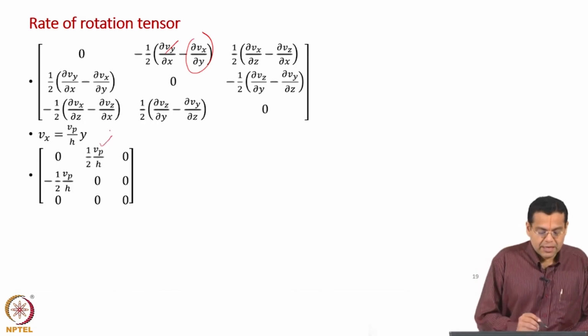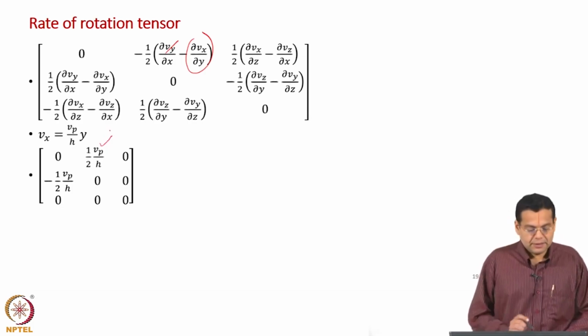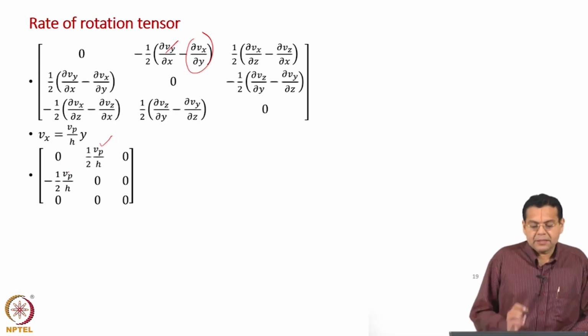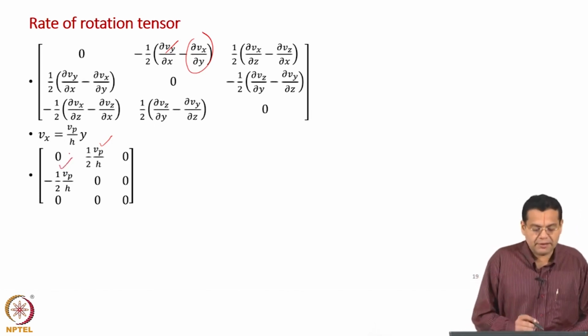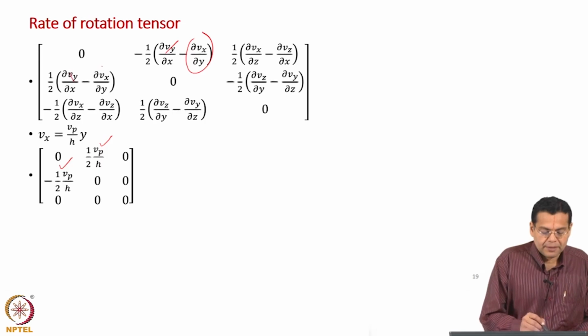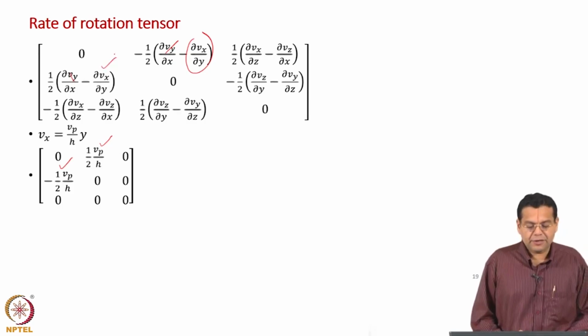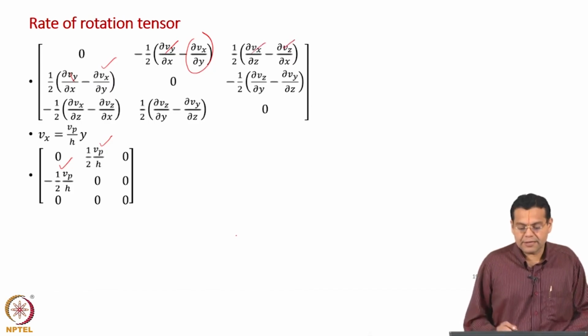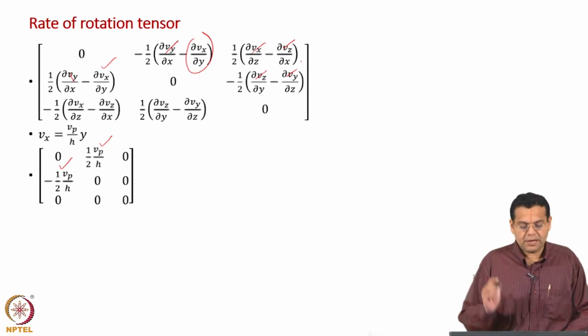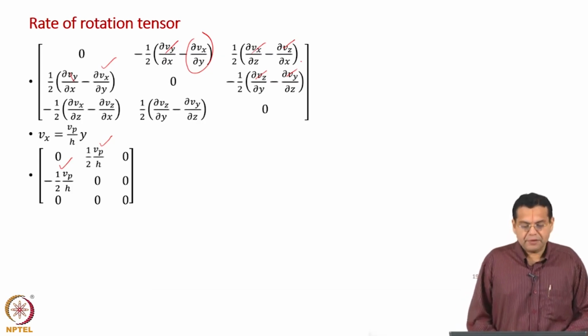So, what we have is half V p by H, and we know the rate of rotation tensor is antisymmetric. So, this term is minus half V p by H. We can also evaluate that because this is 0 and then minus of half into dou V x by dou y will give you minus half V p by H. All other entries are 0: V z is 0, V x is not a function of z, V y is 0. So, all other components of the rate of rotation tensor are 0.